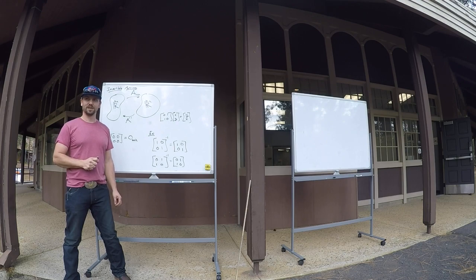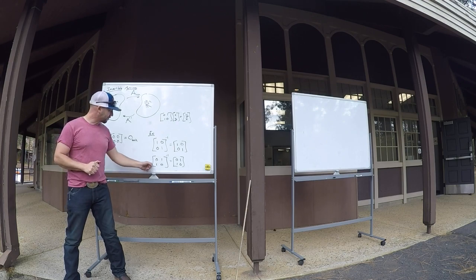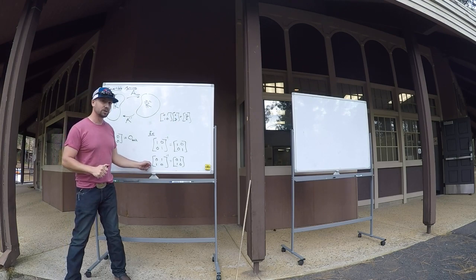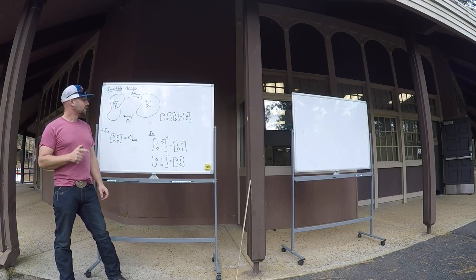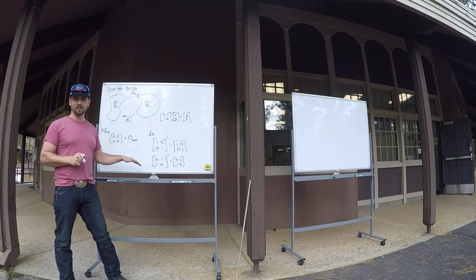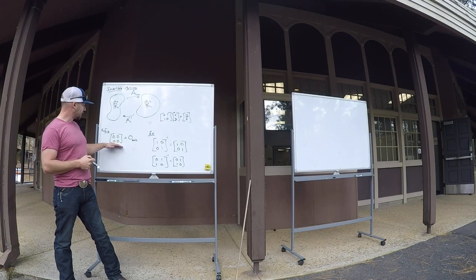Is that kind of making some sense? Yes. That probably isn't true for this one. Yeah, that's not true for this one. So, at any rate, these are kind of my go-to examples for invertible. This is my go-to non-invertible one.